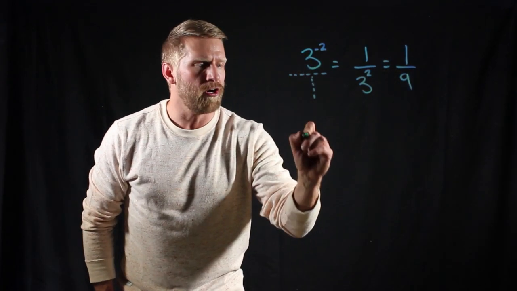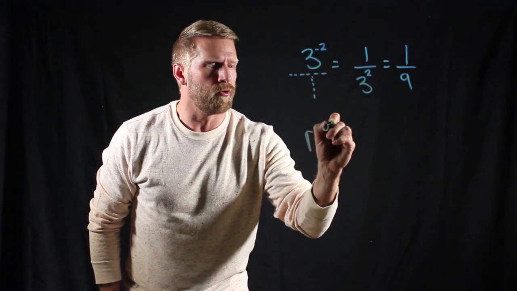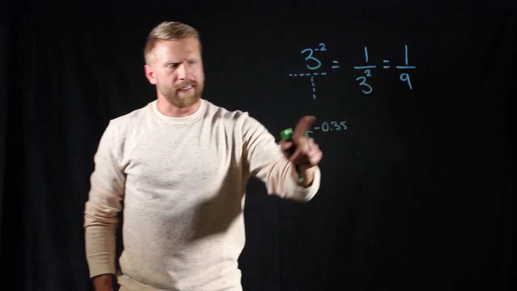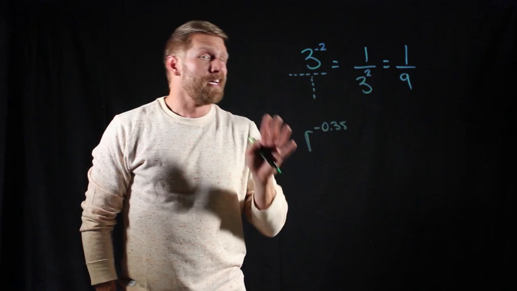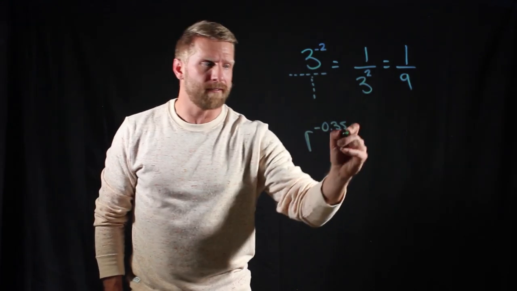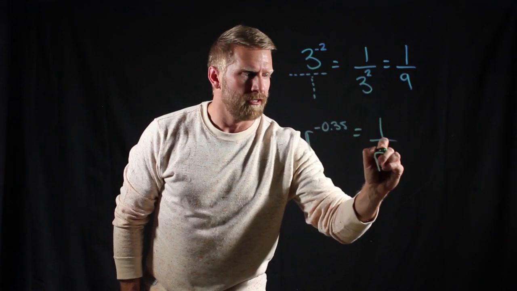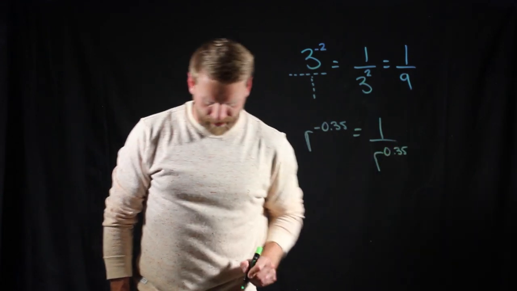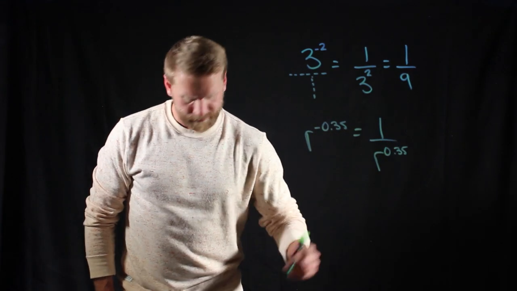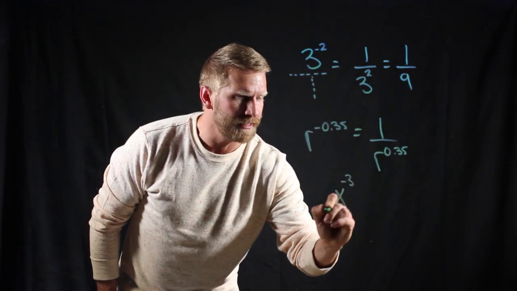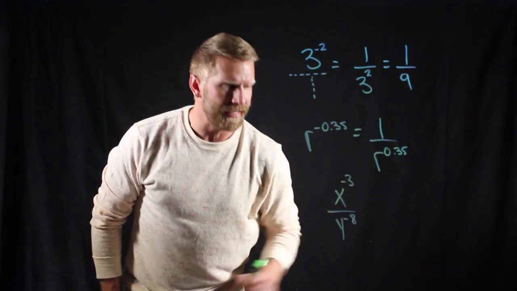Okay, the next one is r to the negative 0.35. My exponent's negative and now it's a decimal. Doesn't matter. My law said to make it positive, essentially you just take it to the bottom or reciprocate it. R to the 0.35. And last but not least, x to the negative 3 over y to the negative 8.